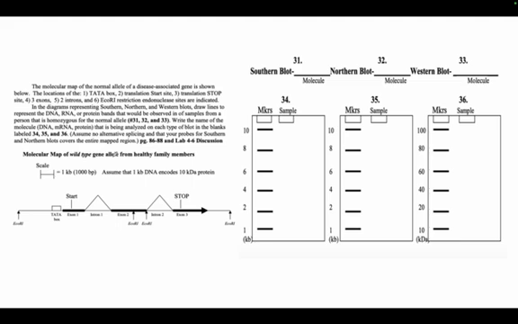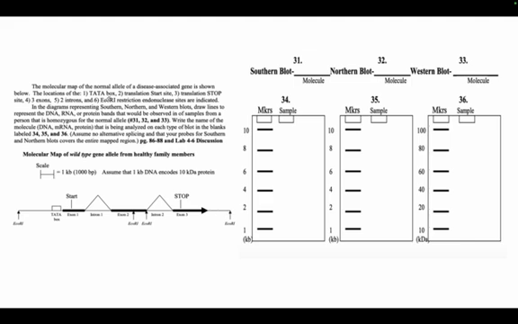Okay. So this is a slightly longer question where we've been asked the molecular map of a normal allele of a disease-associated gene. Okay, this is a normal allele corresponding to a disease-associated gene, where they've given us positions of different elements of this gene. So you have a TATA box, translation initiation site, the stop site, these are the exons, these are the introns, and the EcoR1 restriction endonuclease sites.